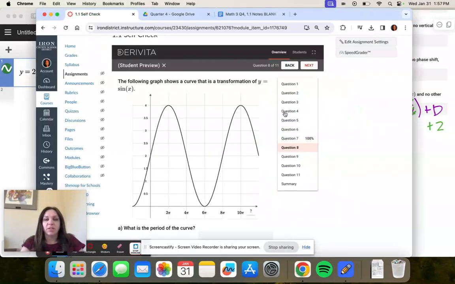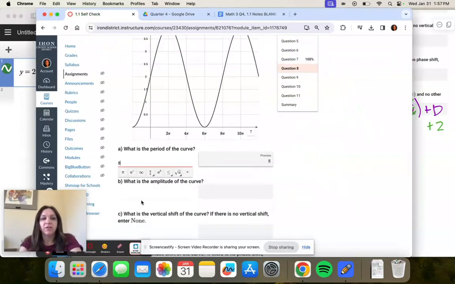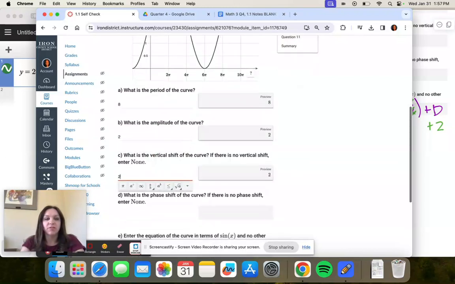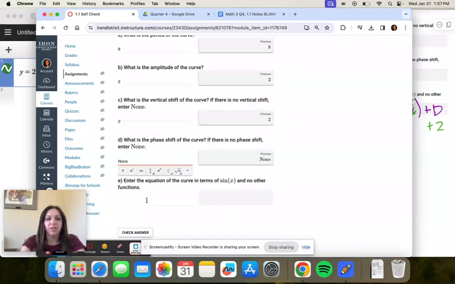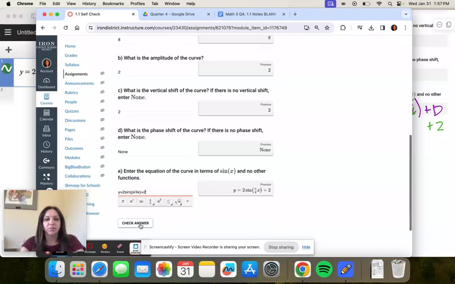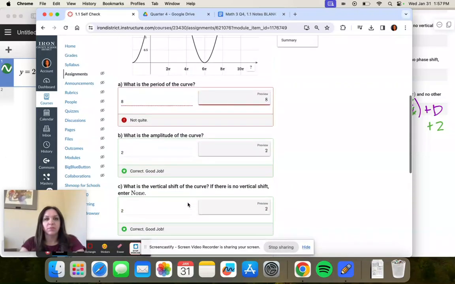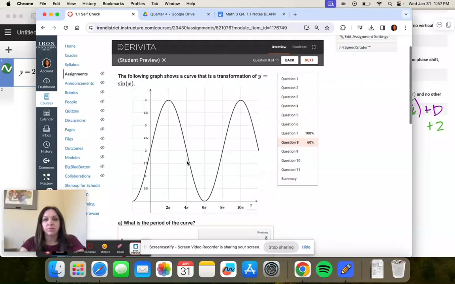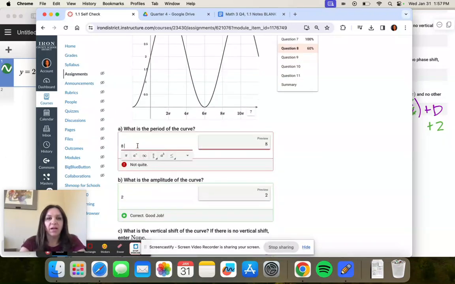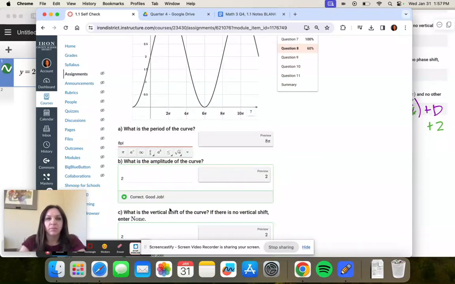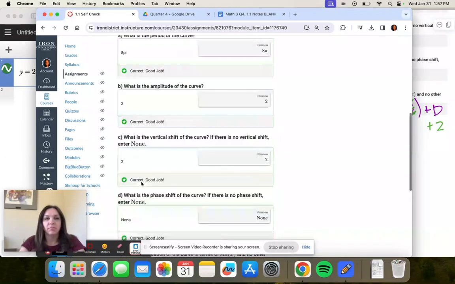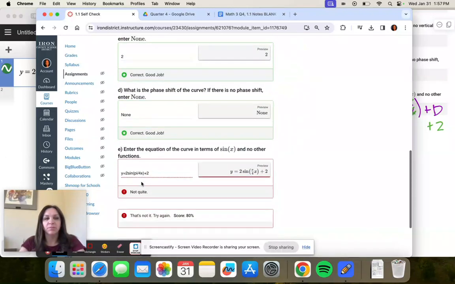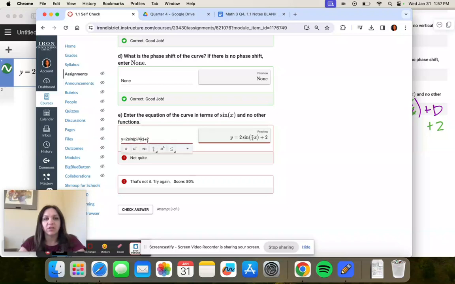Okay, so let's put this in. Our period was 8, our amplitude was 2, our vertical shift was 2. We didn't have a phase shift. So y equals 2 sine of pi fourths x plus 2. Uh-oh. Oh, I forgot the pi on our period. There we go. And that's going to change that. So it's just 1/4.